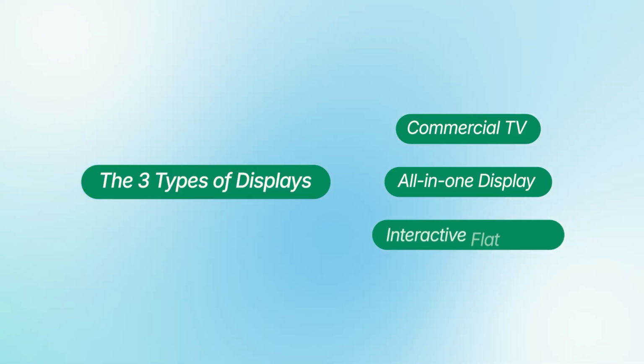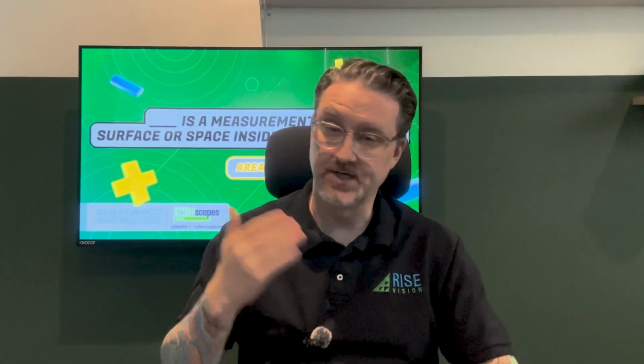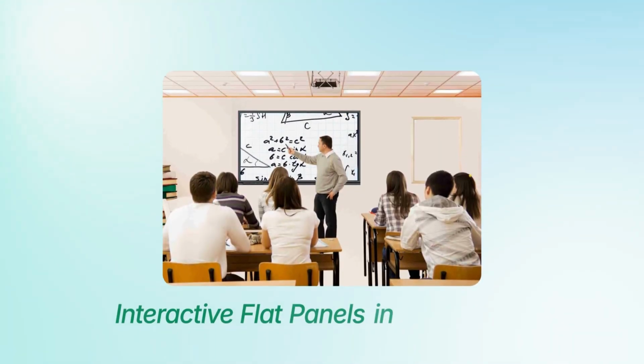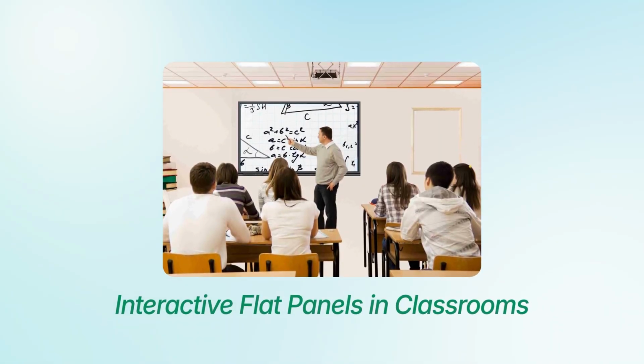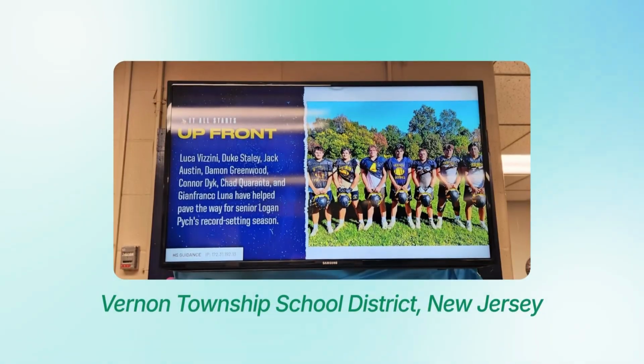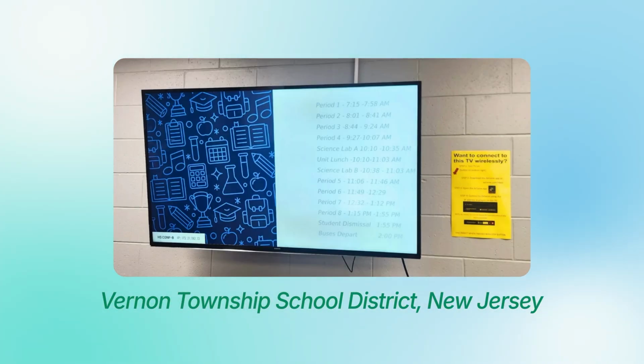The third category is the interactive flat panel, which is an all-in-one display with a touchscreen built in and a built-in media player that tends to be more powerful than what you'd find in the typical smart TV. Interactive flat panels are common in classrooms because teachers are already using them for instruction, so between lessons, they can run signage instead of just sitting there blank. Vernon Township School District in New Jersey is a good example of this.